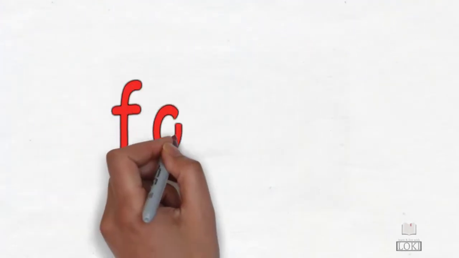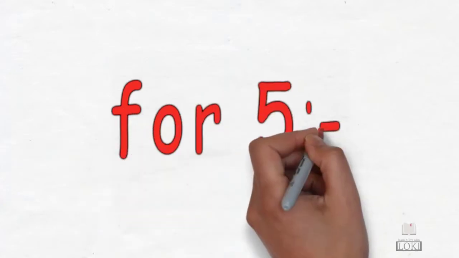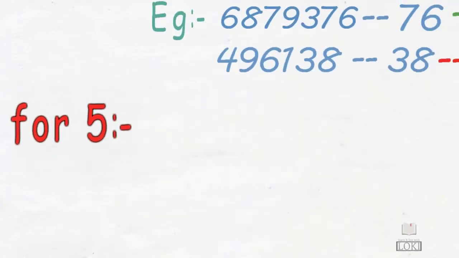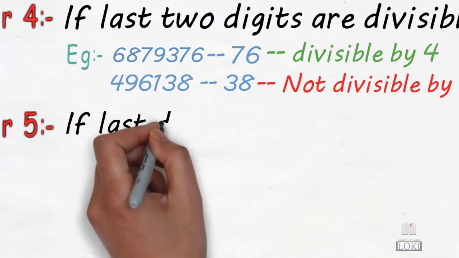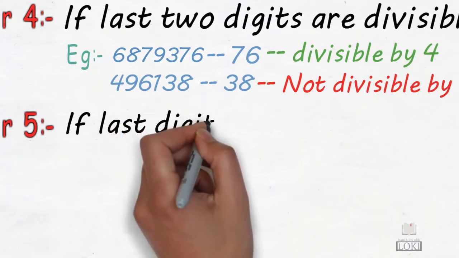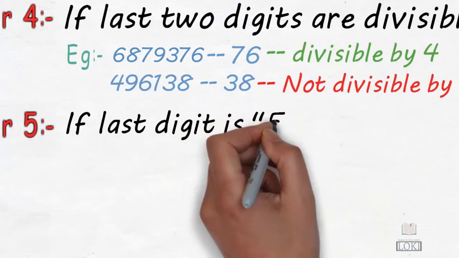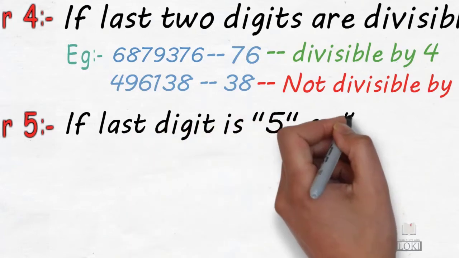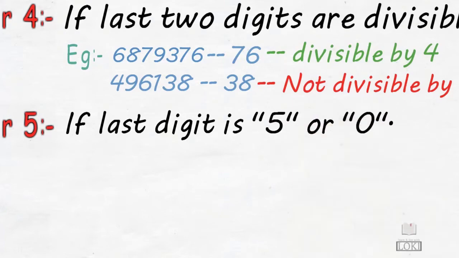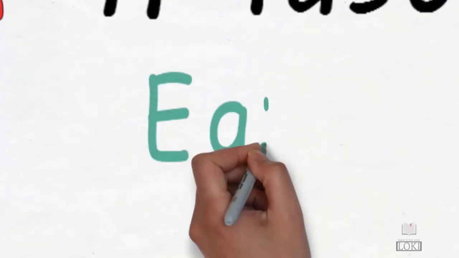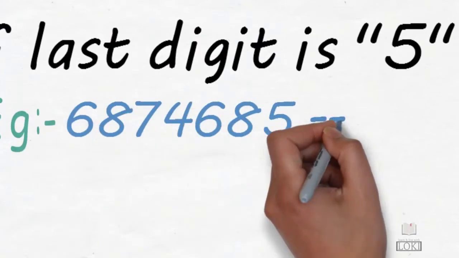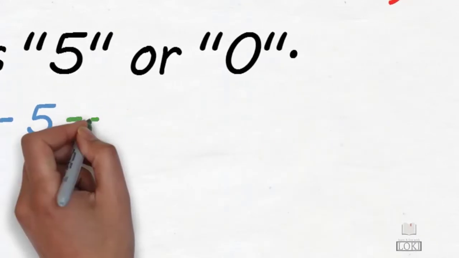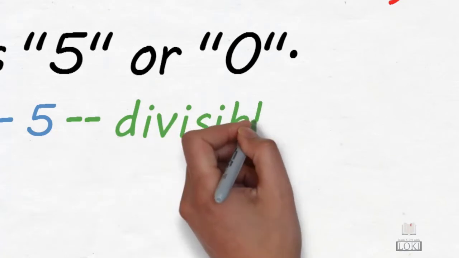The next divisibility rule is for 5. As we all know, the divisibility rule for 5 is that the last digit of a number is 5 or 0. A number which doesn't have 5 or 0 in its last digit is not divisible by 5. It is a well known thing. Anyway, let's see an example. In this example, the last digit is 5. So we can simply say that this number is totally divisible by 5.